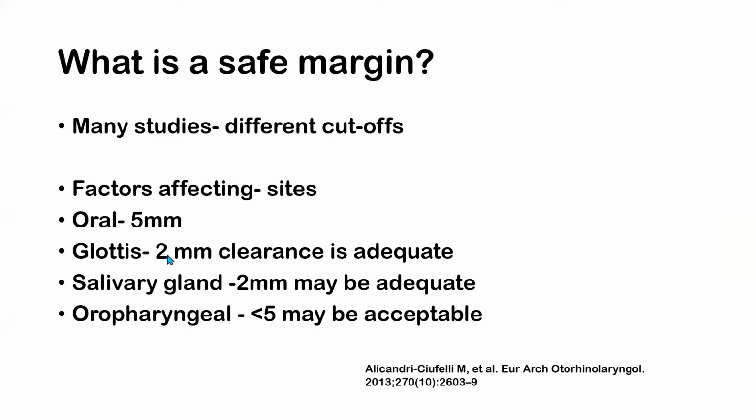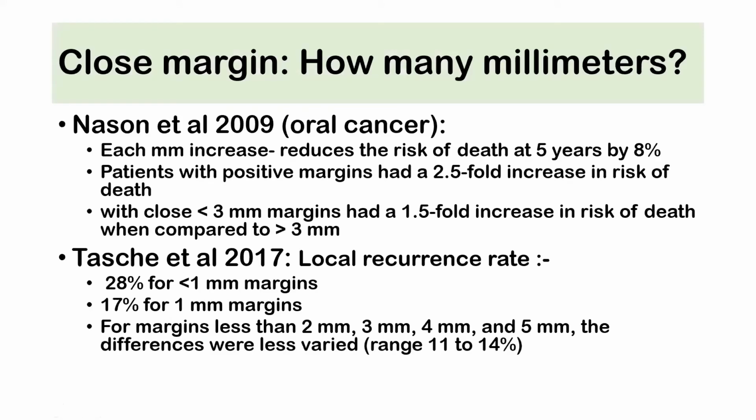For glottis, a 2 millimeter clearance is adequate. Some studies have quoted even up to 1 millimeter. And for oropharyngeal salivary gland, 2 millimeters may be adequate. Oropharynx, especially in HPV positive cancers, has lower margin positivity, so closer margins may be acceptable.